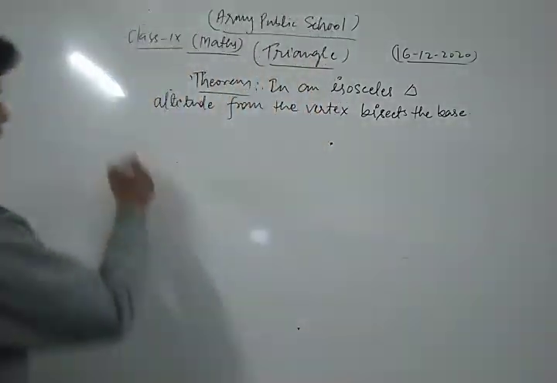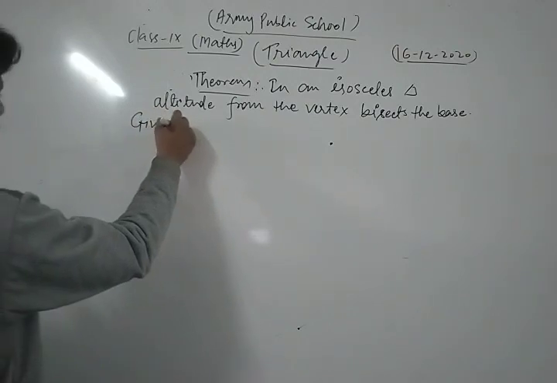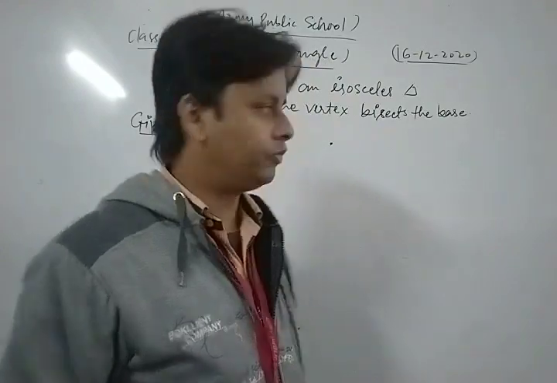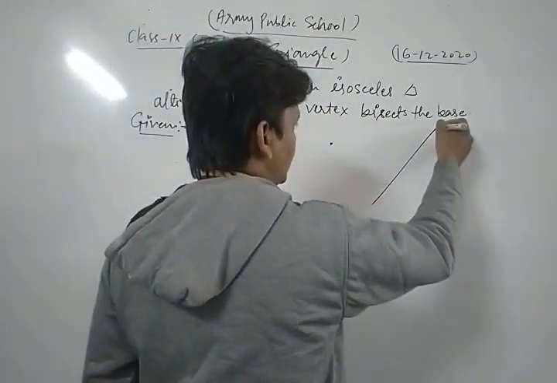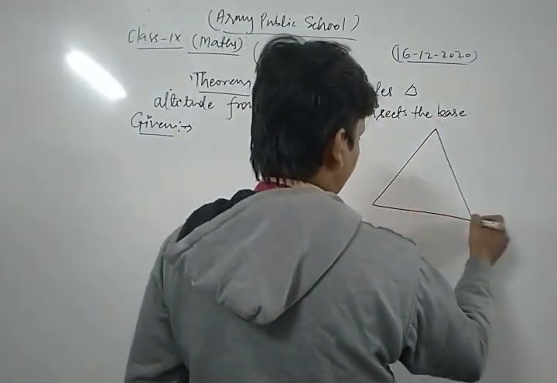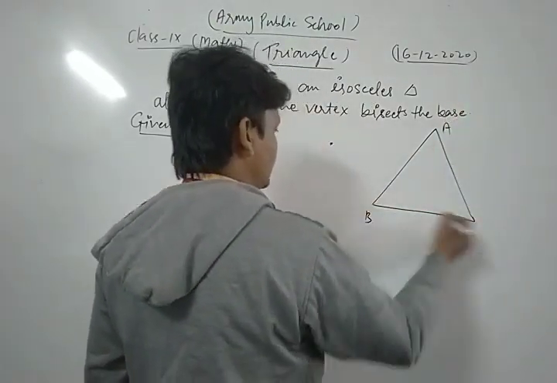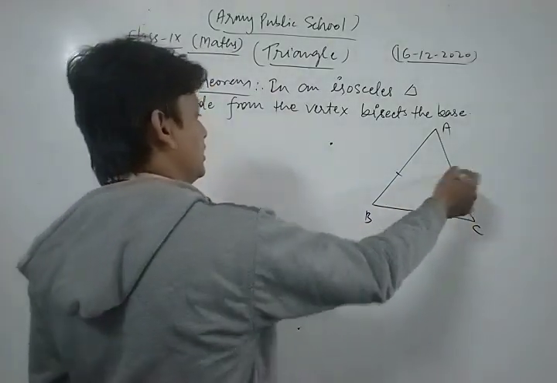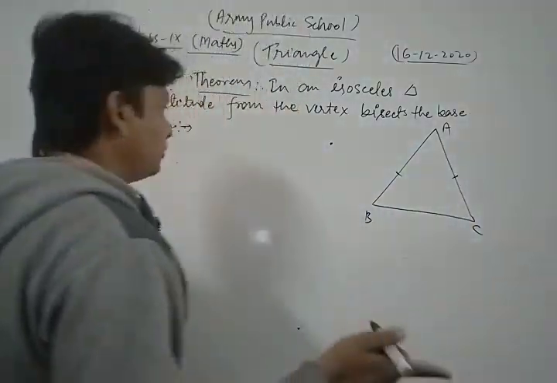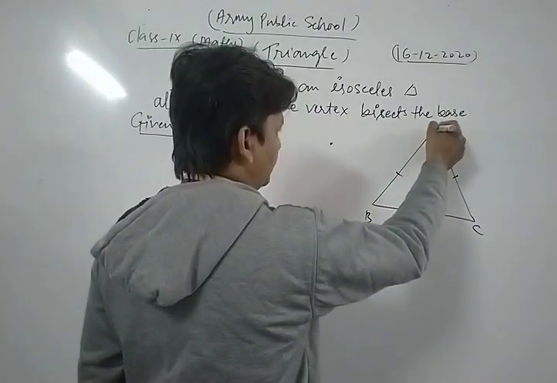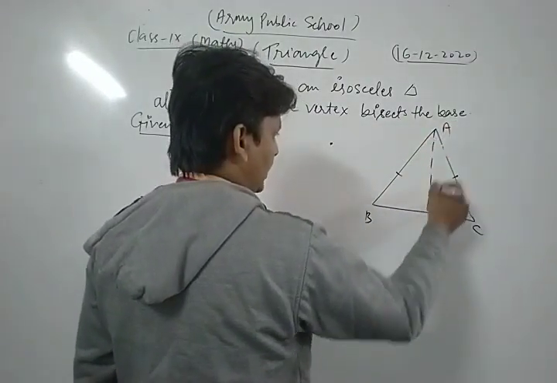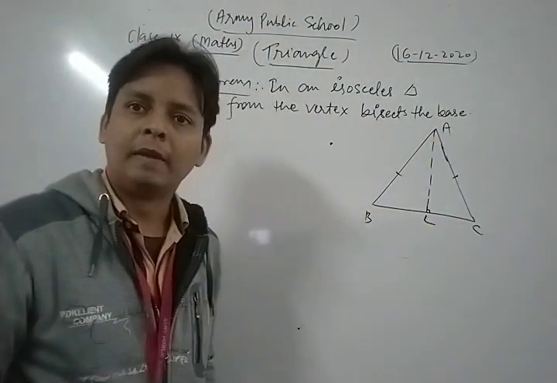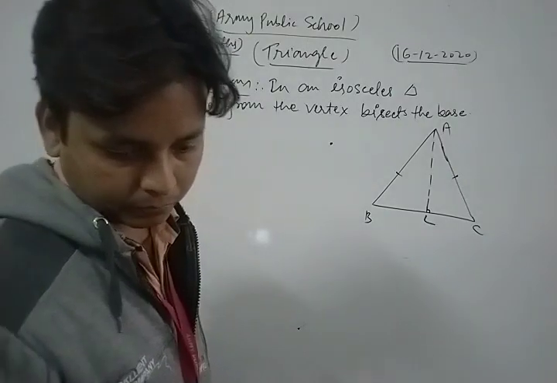Now first of all we write the given. Here, first of all, we draw an isosceles triangle ABC with AB equal to AC, and the altitude from the vertex bisects the base. We draw AL as the altitude from the vertex to the base BC.